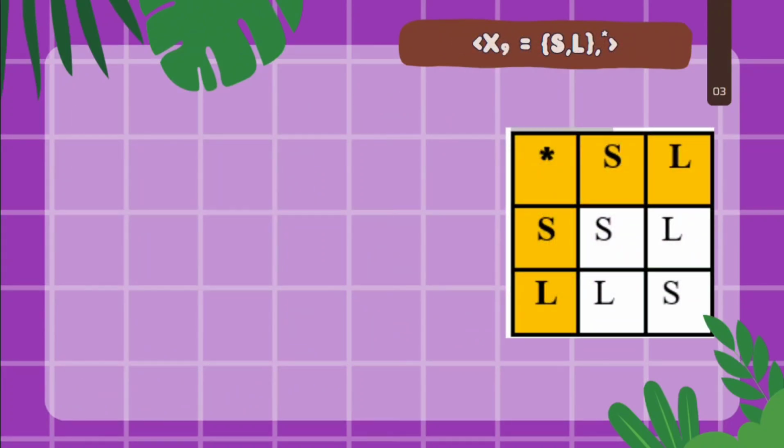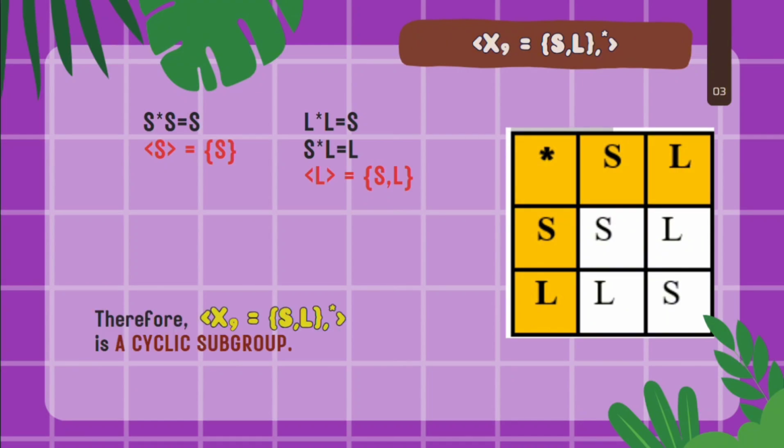So, we have here X sub 9 with the elements S and L. We are going to determine again if it is a cyclic subgroup. S star S is equal to S. Again, S is not a generator. So let's have the element L. L star L is equal to S, and S star L is equal to L. As we observe, the element L generates all the elements under X sub 9. Therefore, we can conclude that X sub 9 is a cyclic subgroup.